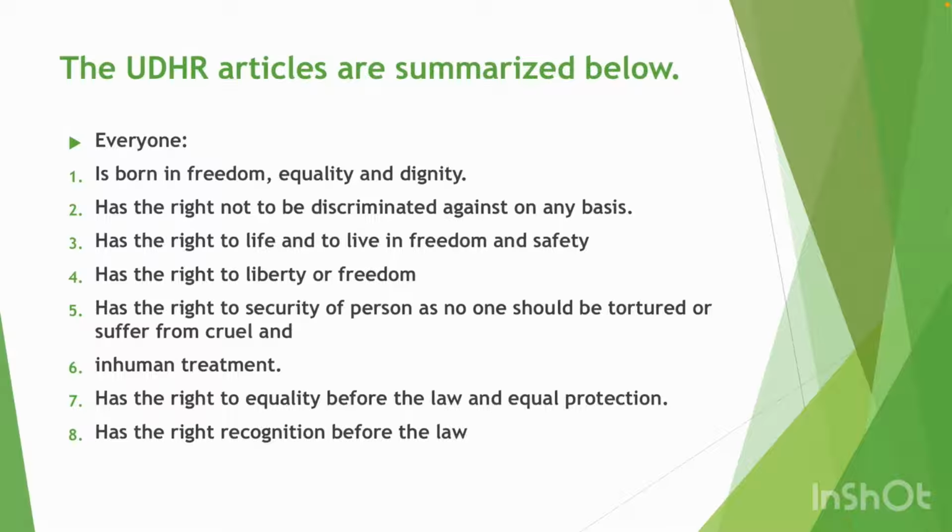That's why we said the Zambian Bill of Rights largely reflects the provisions contained in the International Bill of Rights. You can see here. Everyone has the right to security of person, as no one should be tortured or suffer from cruel and inhuman treatment. Everyone has the right to equality before the law and equal protection. Everyone has the right to recognition before the law. So these are some of the articles of the UDHR. I would urge you to research more and know the other 23 articles, because these are just 7.